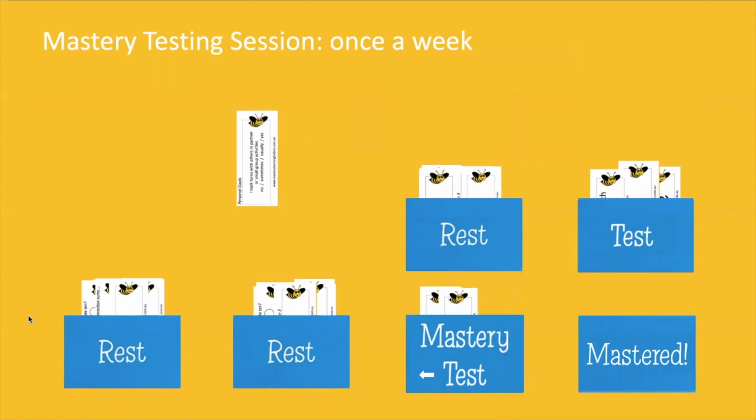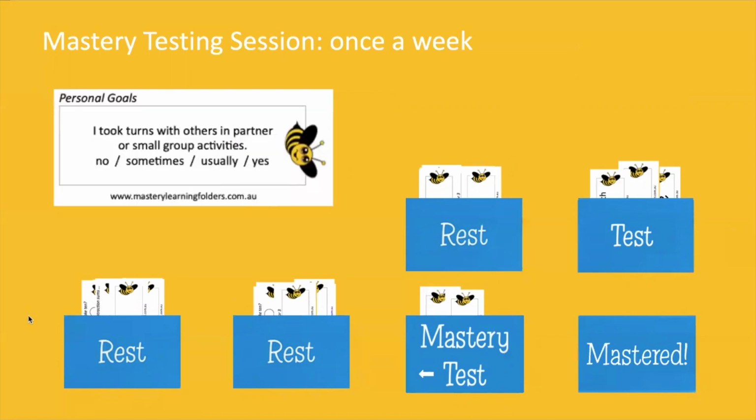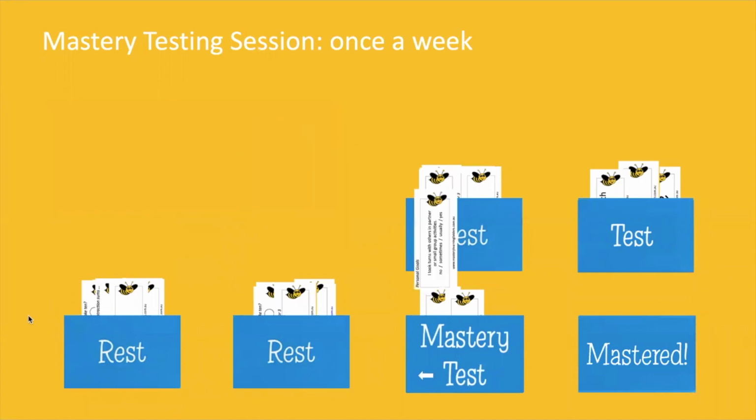This is a personal goal. I took turns with others in partner or small group activities. So for this flashcard, the student has demonstrated progress, so it will go to the mastered pocket.